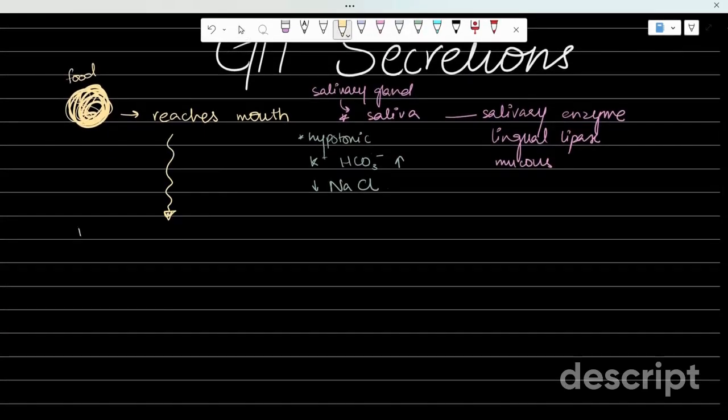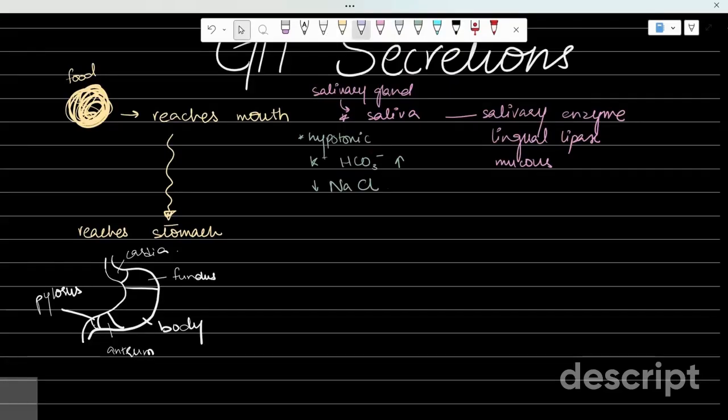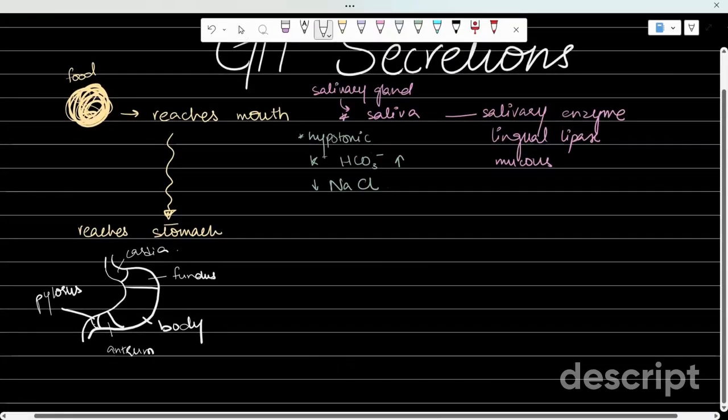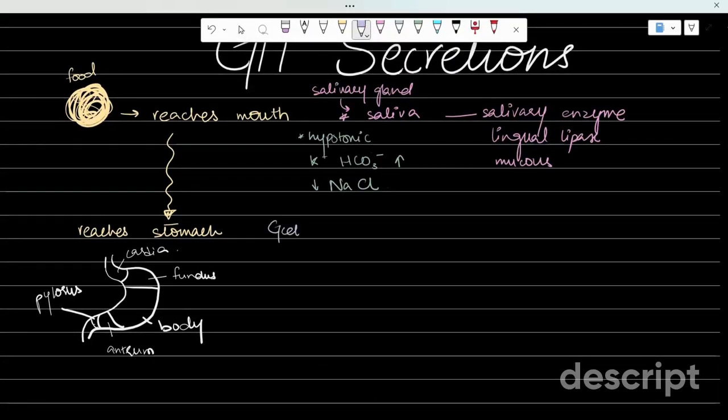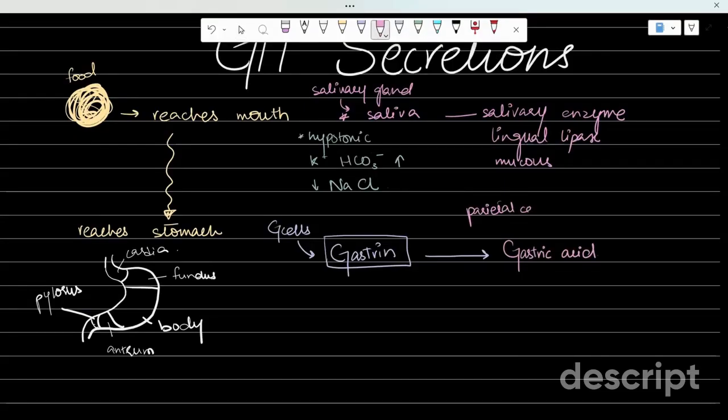Now, once the bolus reaches the stomach, let me show you the diagram of stomach first. We have the fundus, body, antrum, pylorus, and cardia. So, when it reaches the stomach, G cells present in the antrum of the stomach release gastrin, which then releases gastric acid from parietal cells. Parietal cells also secrete intrinsic factor, which is involved in absorption of vitamin B12.